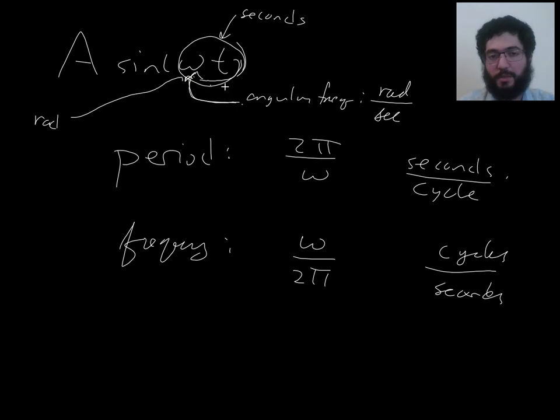So this is why I'm not referring to omega as a frequency, I'm referring to it as an angular frequency. Omega is angular frequency with units of radians per second. It's how many radians there are in a second, while actual frequency is how many cycles there are in a second.